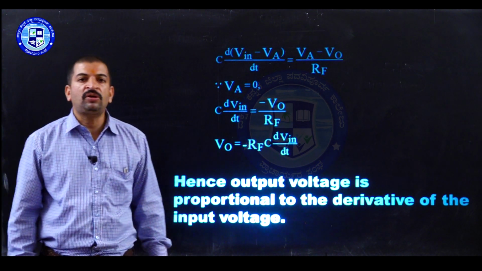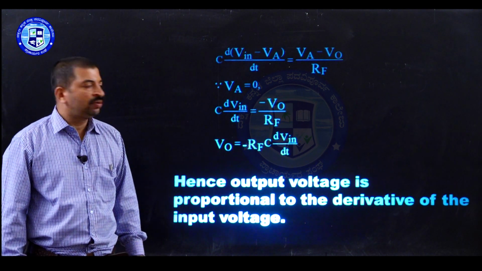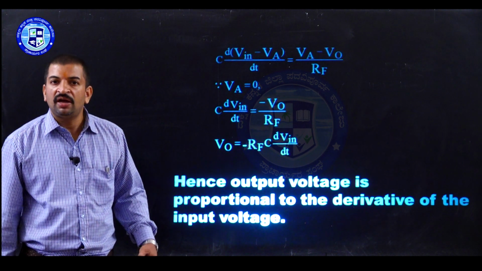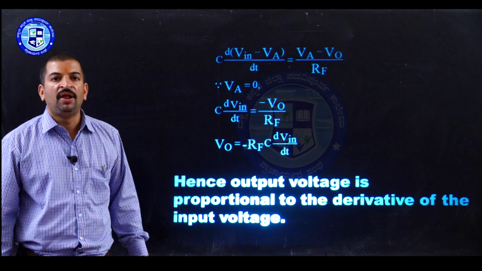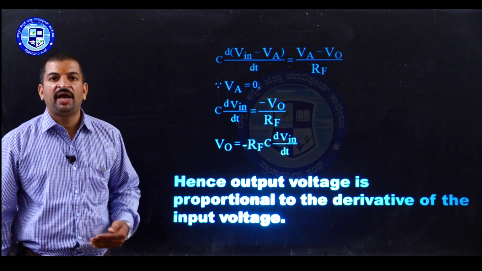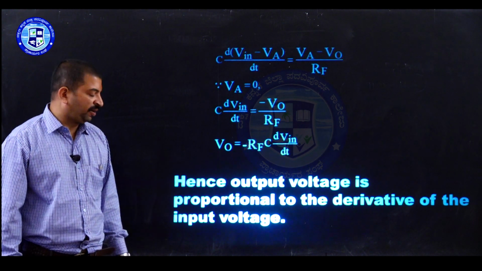Hence the output voltage is equal to negative RFC times the differentiation of the input voltage. Hence the circuit output voltage is proportional to the derivative of the input voltage. Hence the circuit works as an op-amp differentiator or derivative amplifier.